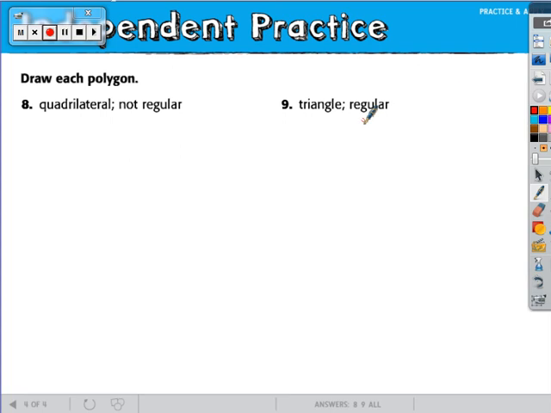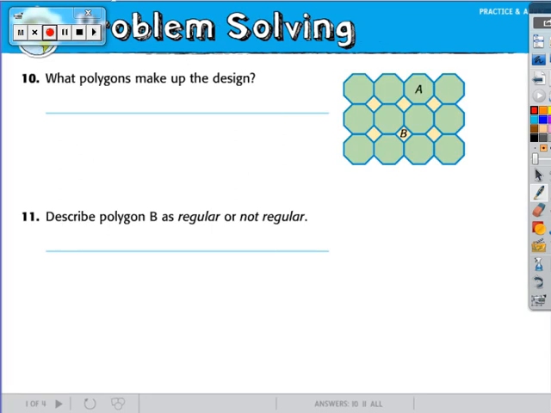Now, the ones that are regular, we need to make sure that we use something to measure the sides to make sure that we get them all. Do you understand? So they're all the same, okay? Whether it's a ruler or a piece of paper with the thing, all right? Now, 10 and 11.